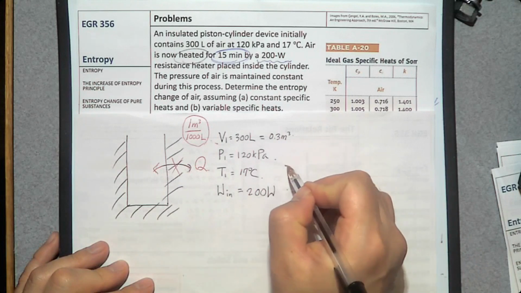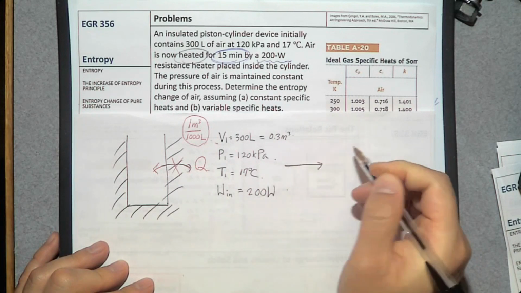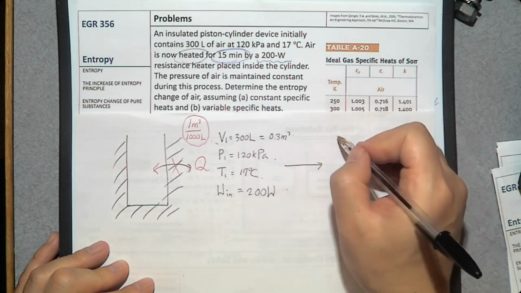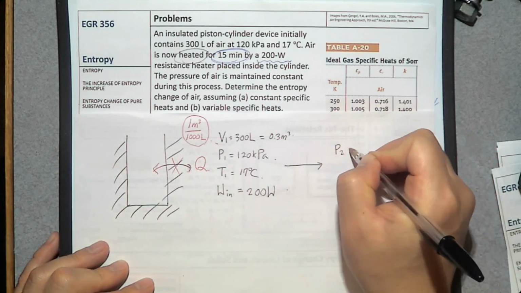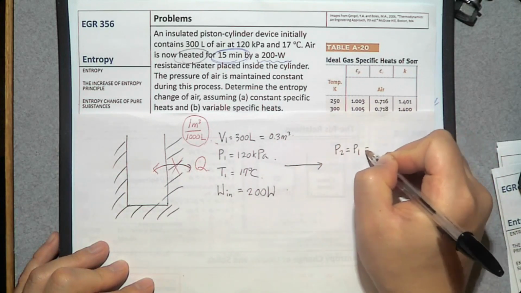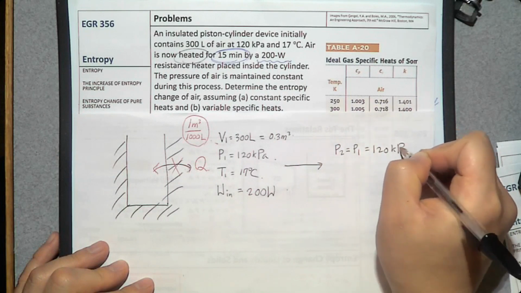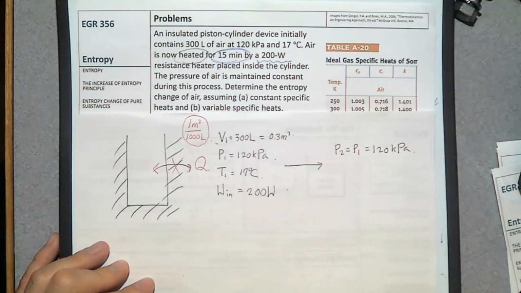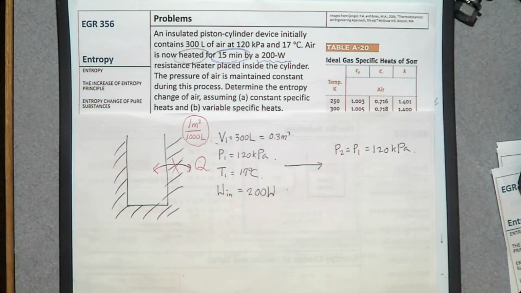And we assume that the pressure of air is maintained constant. P2 is the same as P1, so that is 120 kilopascal. And we want to determine the entropy change of air, assuming constant specific heats and variable specific heats.